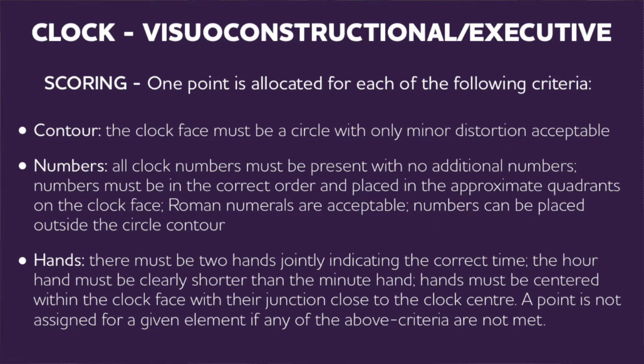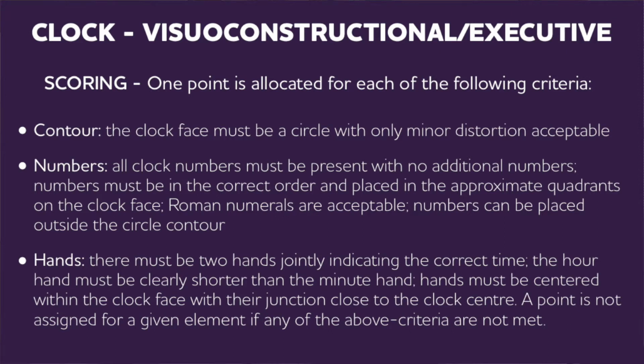Next, look at their numbers. All the numbers 1 through 12 should be present. There should be no additional numbers. The numbers should be in the correct order and placed in approximately the correct quadrants on the clock face. Some patients will use Roman numerals, and that's fine. Some patients will put the numbers outside the contour of the circle. That's fine as well.